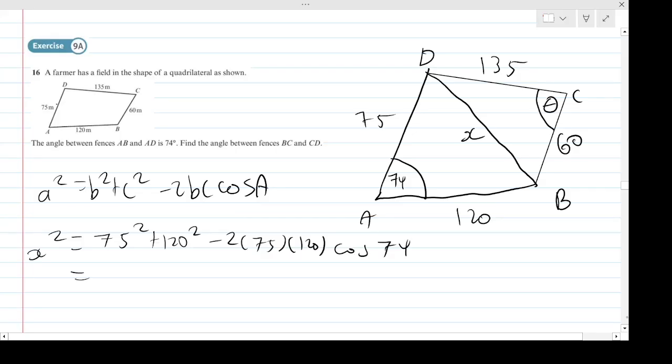Well, 75 squared, add 120 squared, minus 2 lots of 75, 120 cosine of 74 is this number here, 15,063.5276. Then I need to square root it to get x, so x is going to be the root of that. It's going to be 122.73 meters to 2 decimal places.